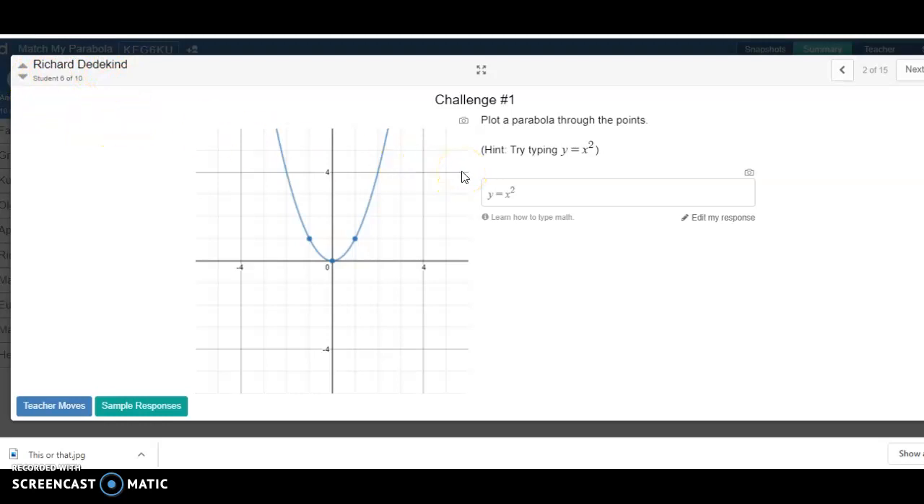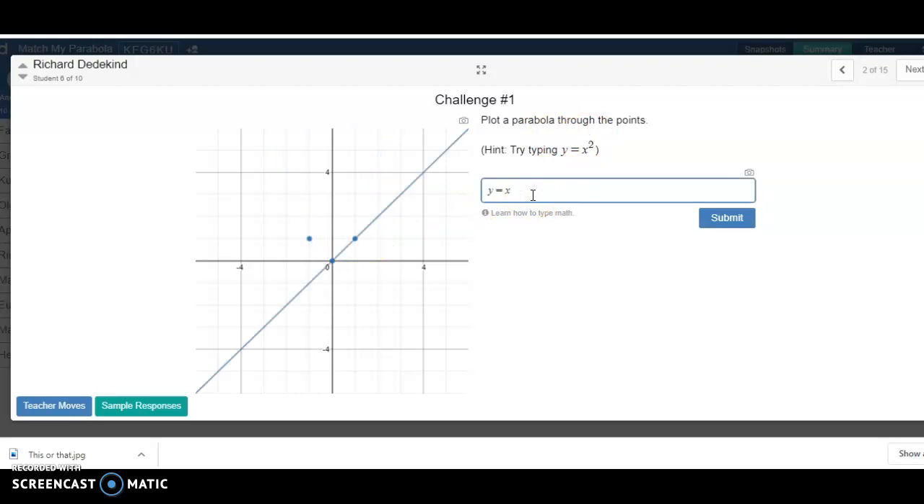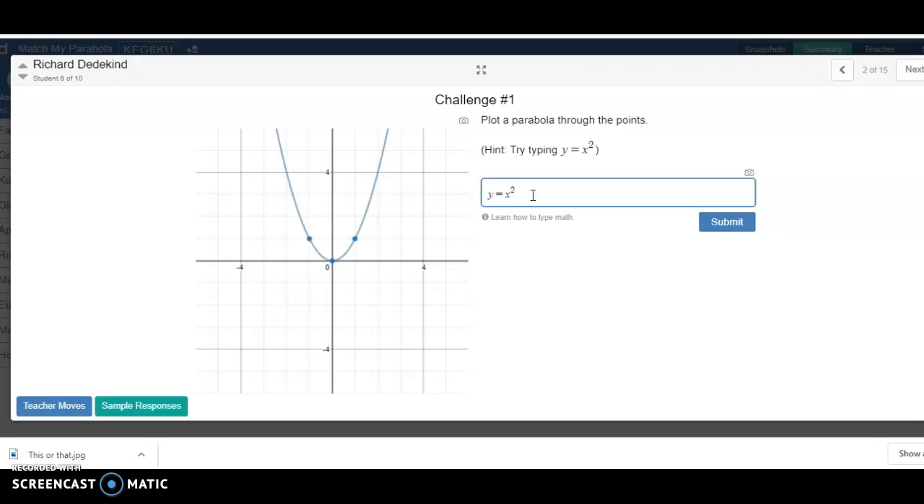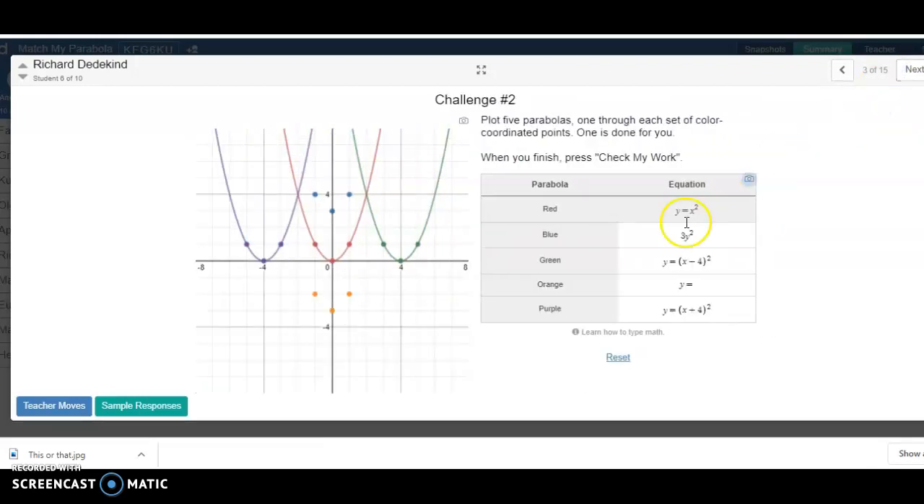So our first challenge: plot the parabola, 3 points, y equals x squared. This student did an excellent job. If you take that x out, it's a line. x squared is the right solution. So let's look at the next one.